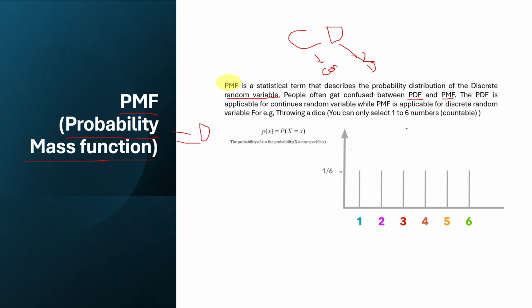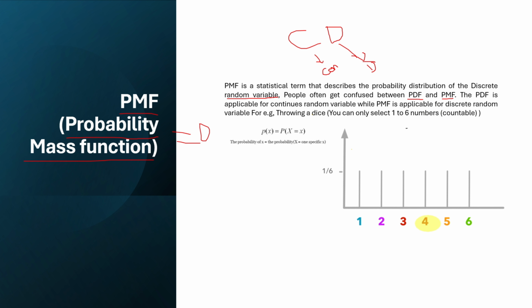Okay, let's go back to the definition again. PMF is a statistical term that describes the probability distribution of the discrete random variable. People often get confused between PDF and PMF. The PDF is applicable for continuous random variable, while PMF is applicable for discrete random variable. For example, throwing a dice. You can only select numbers 1 to 6, countable.